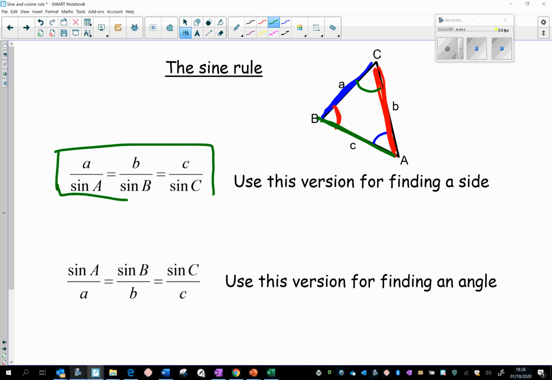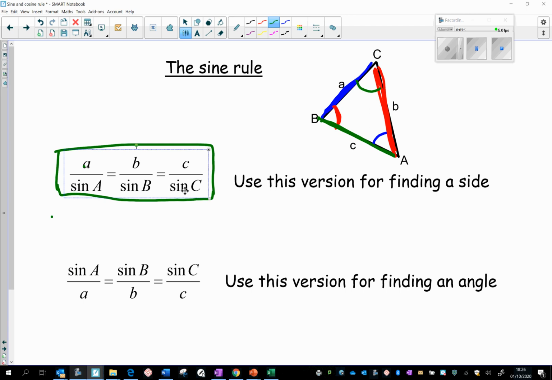Okay, so side A divided by the sine of angle A is the same as side B divided by the sine of angle B, and that's the same as side C divided by the sine of angle C. Okay, remember little a, little b, and little c are sides. In practice, we don't usually use three fractions like this. We only ever use two.